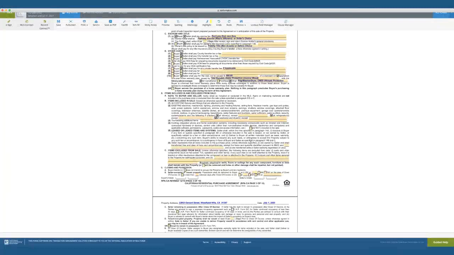So this is why we don't accept blind offers. The agent has to have seen the property.